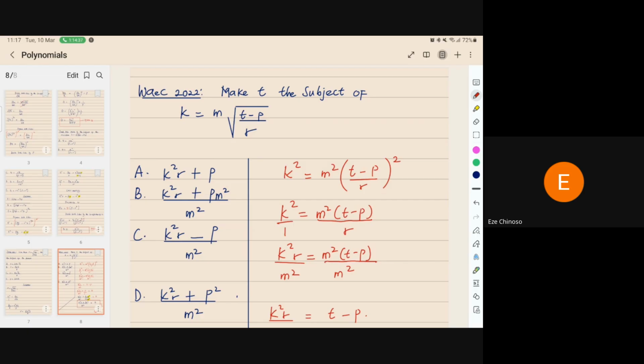Any other question? No. No. Okay. So that is for your subject of formula, right?